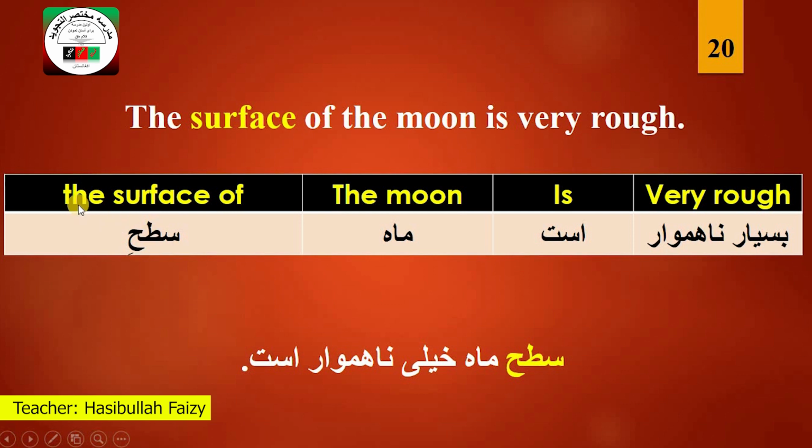ترجمه کلمه به کلمه: The surface of سطح، The moon ماه، is as very rough بسیار ناهموار.